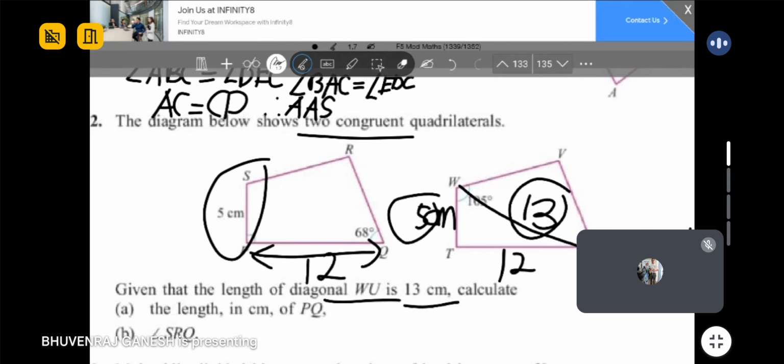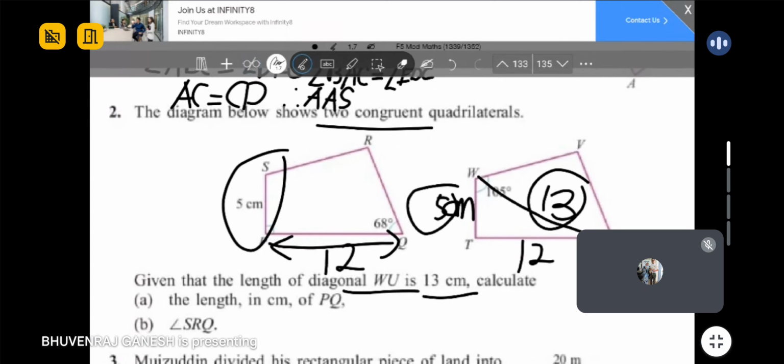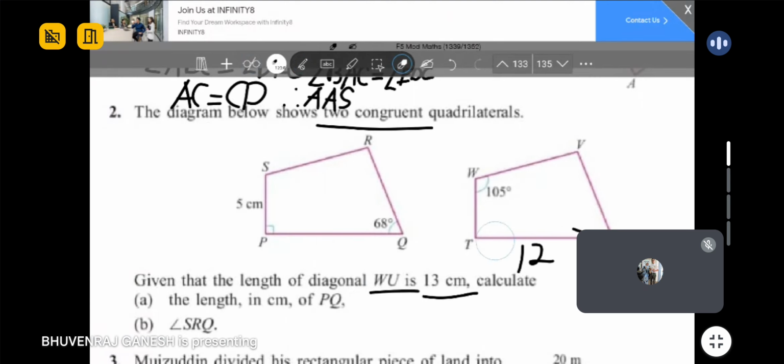Setiap sudut dan sisi kena sepadan. They must correspond to each other. So that's why we can assume like this. Understand? So PQ also is 12. Okay. So how about SRQ? What will be the angle? If you check and see SRQ. What do you all think?